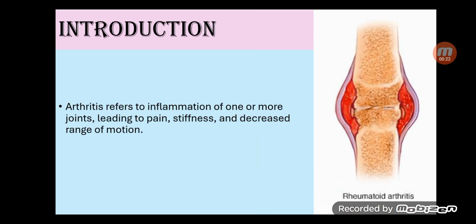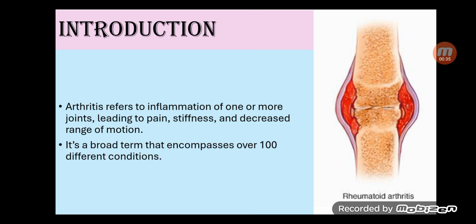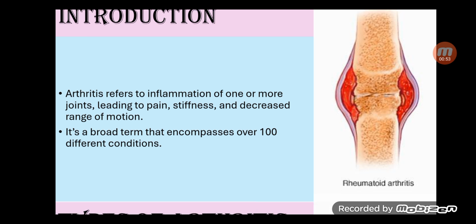Arthritis refers to inflammation of one or more joints that leads to pain, stiffness and decreased range of motion. So basically it is inflammation that causes pain, stiffness and decreased range of motion caused by the joint. So it is a broad term that encompasses over 100 different conditions. This is important. It is basically the broad term: if inflammation of joint is there because of any reason, we are gonna call it arthritis.